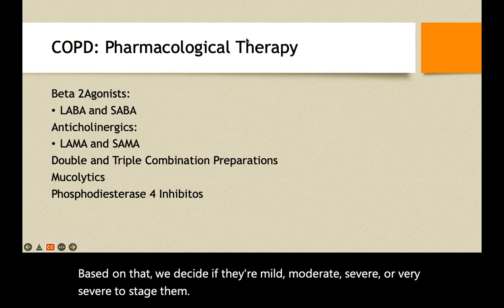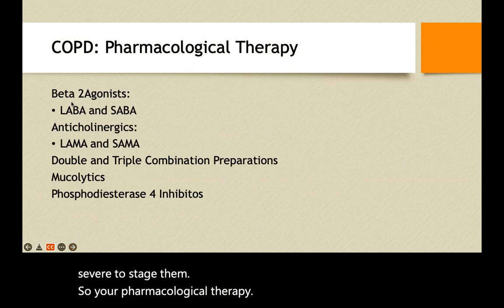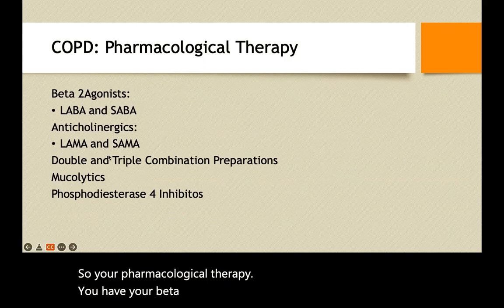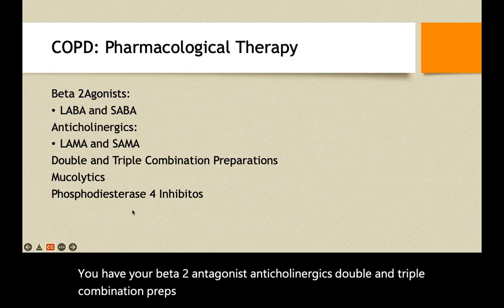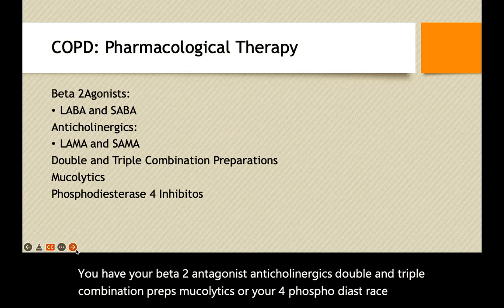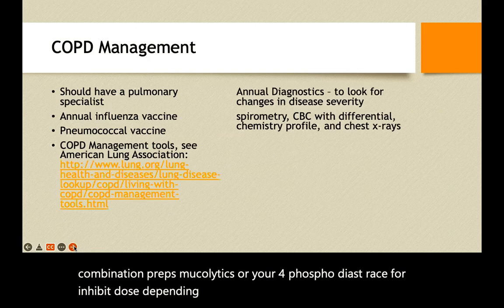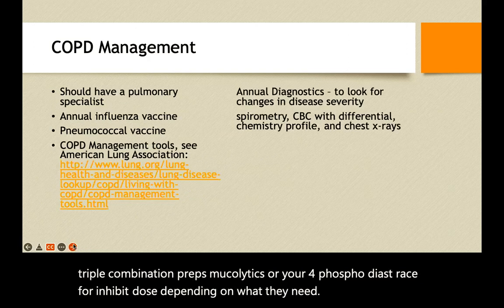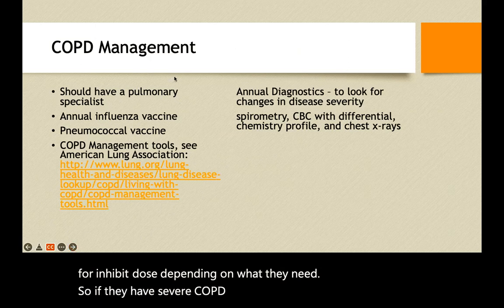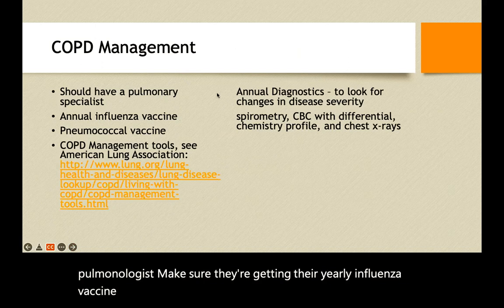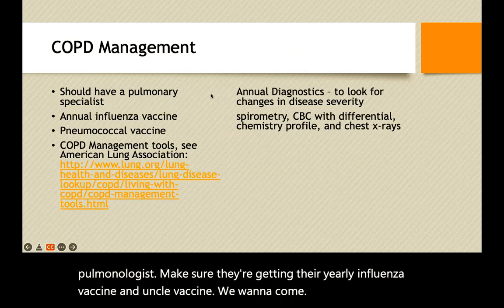So your pharmacological therapy, you have your beta-2 agonists, anticholinergics, double and triple combination preps, mucolytics, or your phosphodiesterase-4 inhibitors, depending on what they need. So if they have severe COPD, we definitely want to refer to a pulmonologist, make sure they're getting their yearly influenza vaccine and pneumococcal vaccine.